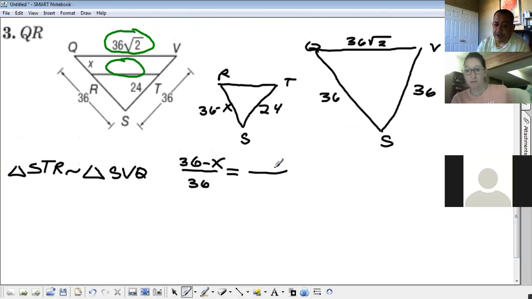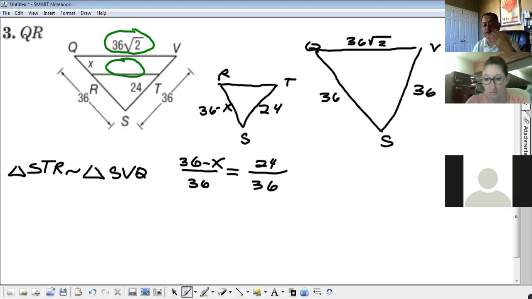Now give me another side of the small triangle that you know. 24. So this will be 24. And 24 is the right side. What is the right side of the big triangle? 36. Part of the trick is you need to redraw the 2 triangles. There's a small one and a bigger one. The only tricky part is how do you find this length? You do the big piece minus the smaller one.